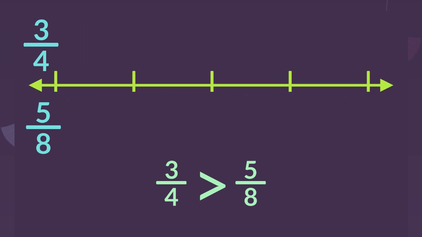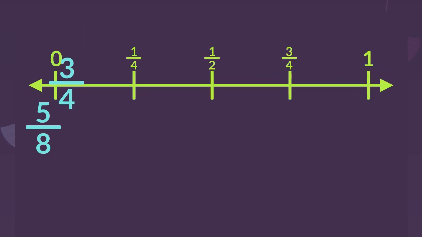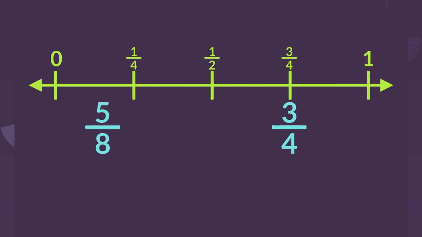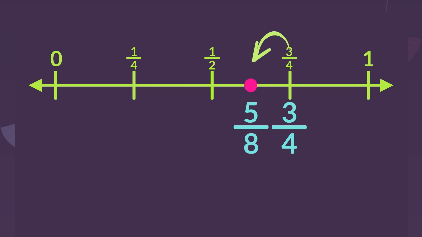Remember, fractions live on number lines too. The closer a fraction is to 1, the greater its value. If 3/4 is here and 5/8 is just a bit to the left, you can see that 3/4 is greater. Let's look at another example, this time with mixed numbers.